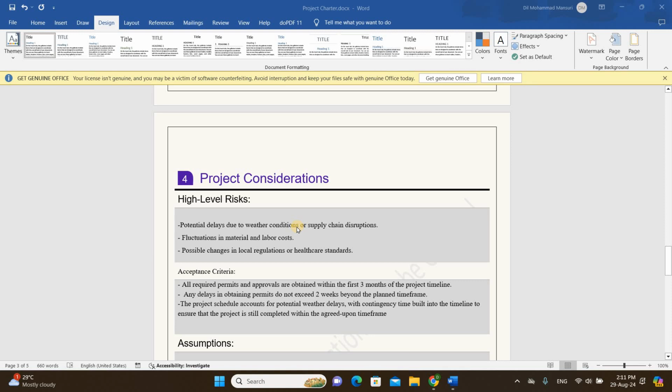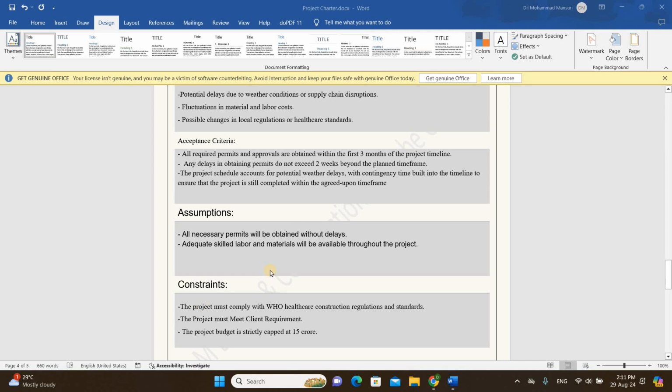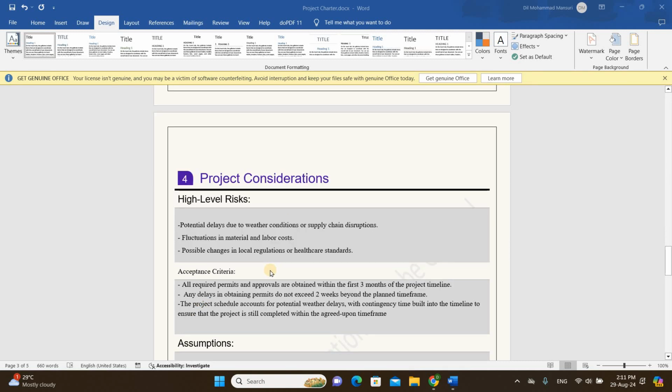Then project considerations. Under project considerations we have high-level risk, acceptance criteria, assumptions, and constraints. High-level risk: what will be the risk in any project?